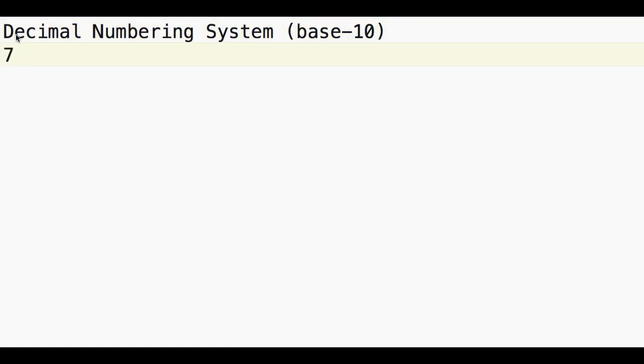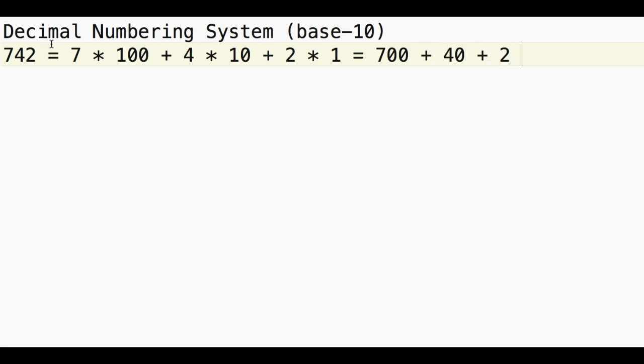Let's say we have the number 742. If you think back to elementary school or middle school, you would rewrite this as I have 7 hundreds plus 4 tens plus 2 ones, and that gives you 700 plus 40 plus 2, which is 742. Very cool. So what does that mean?